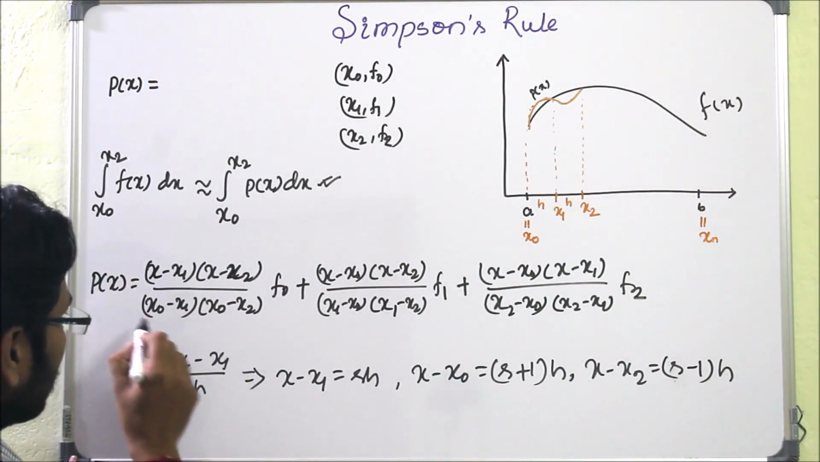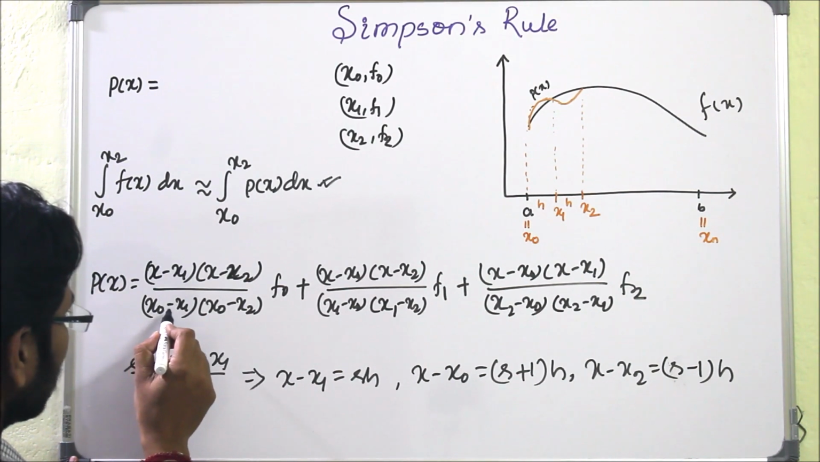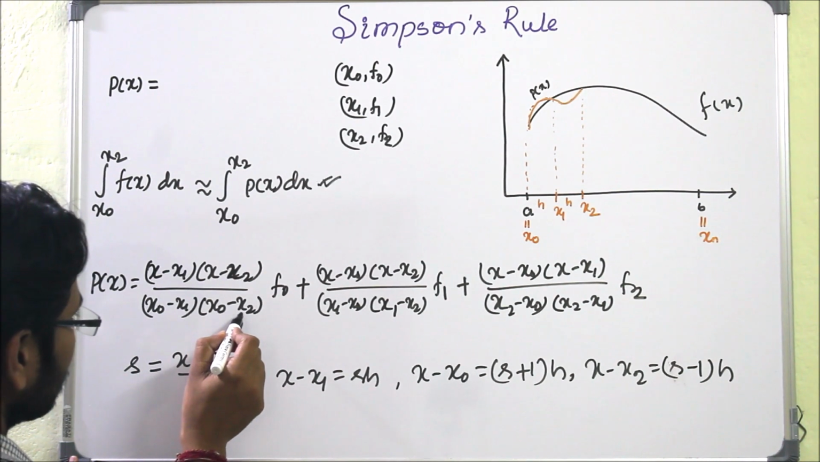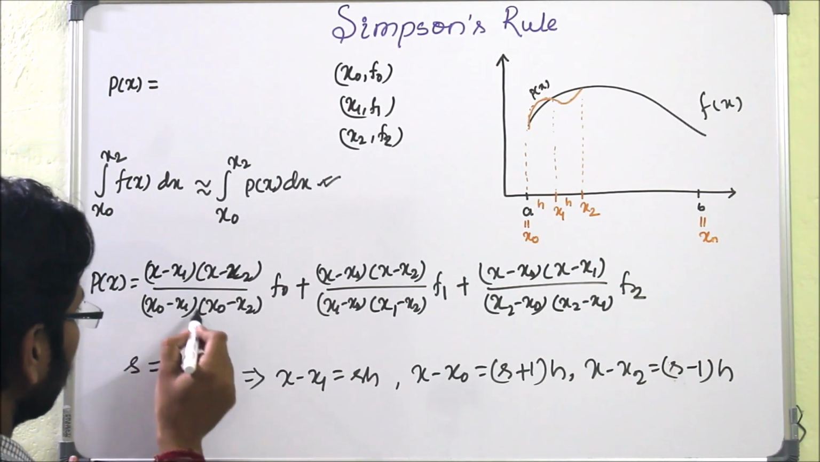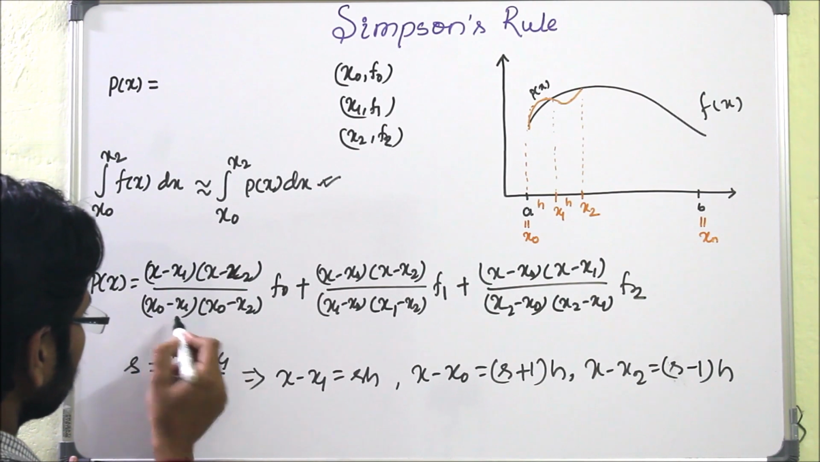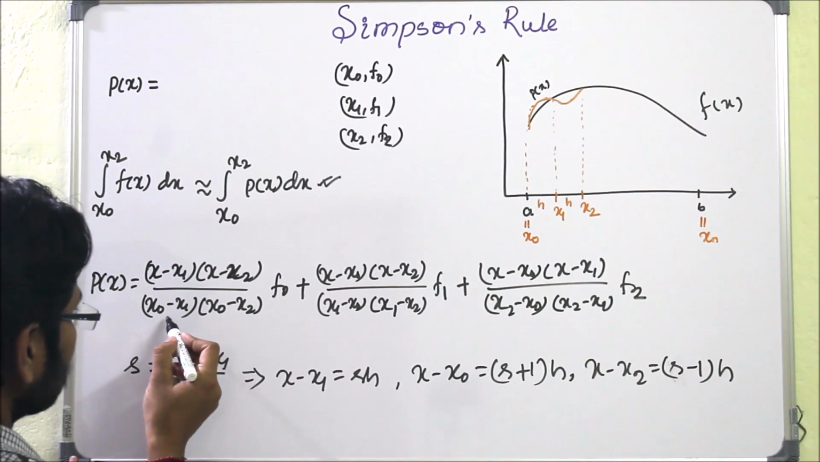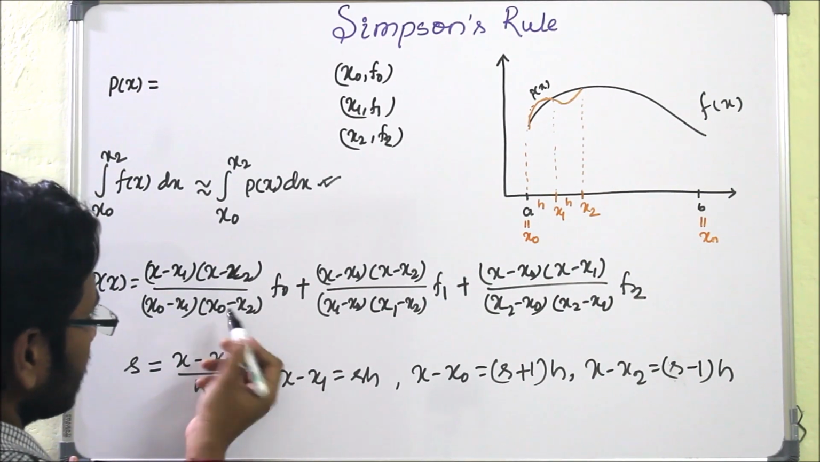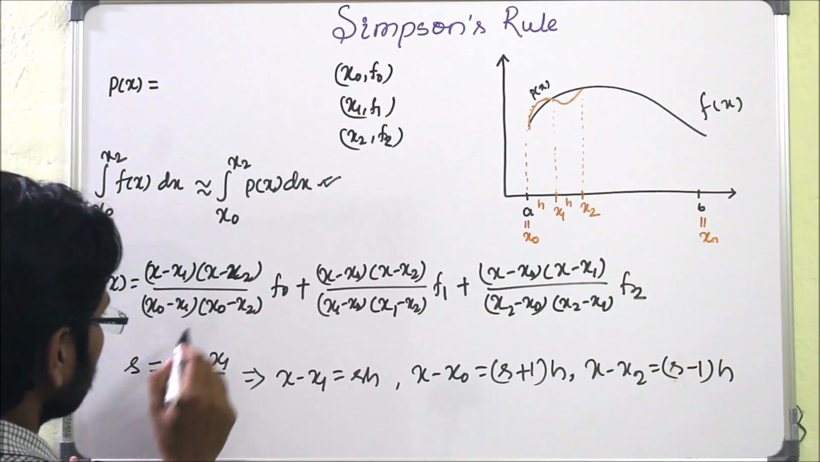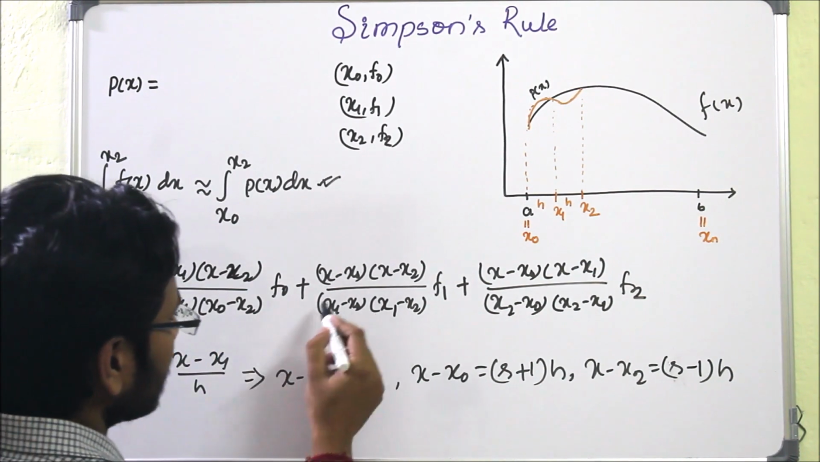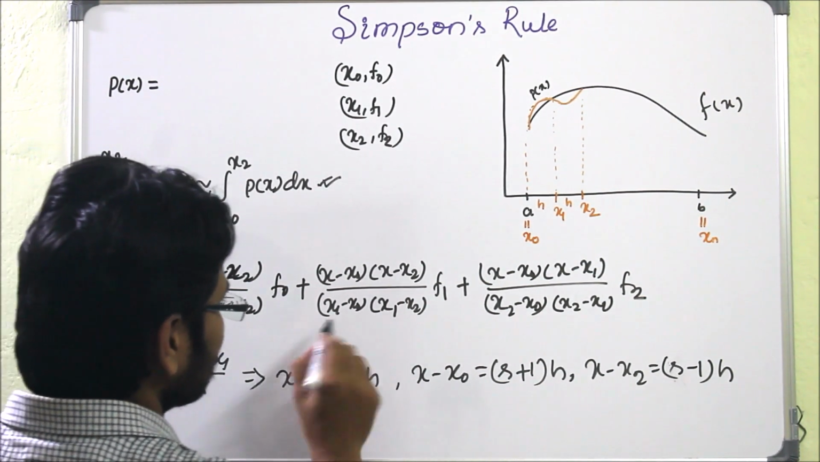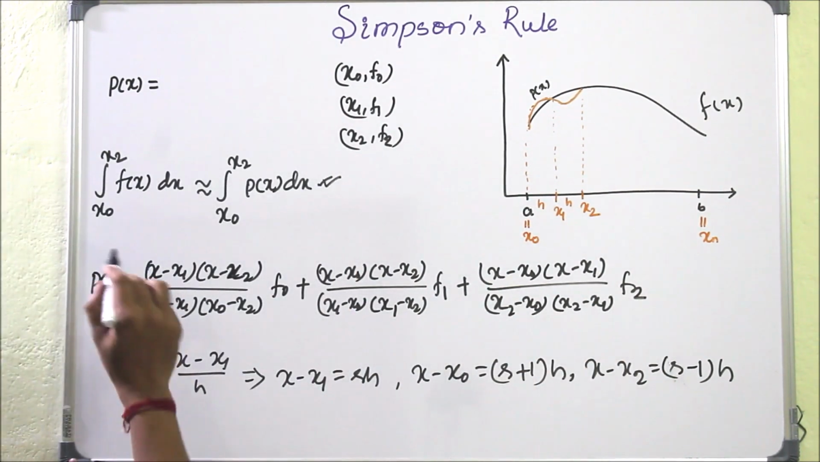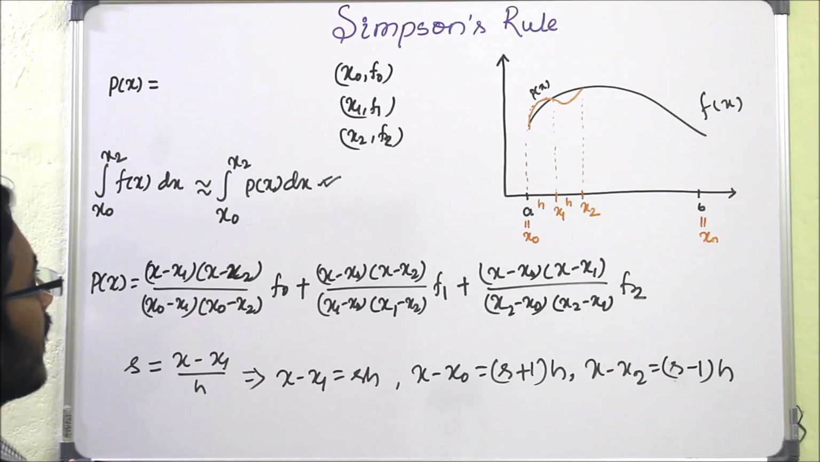If you see the denominators: x0 minus x1 into x0 minus x2. x0 minus x1 is minus h, and x0 minus x2 is minus 2h, so it will be 2h square. Here it will be minus h square, and here it will be 2h square. Now we will use this to find p of x.